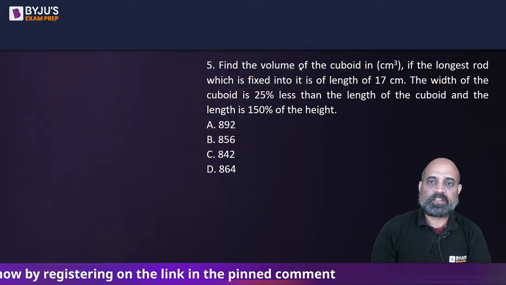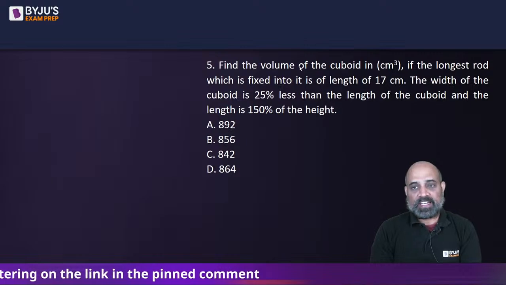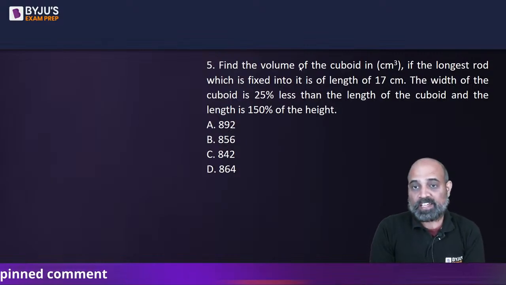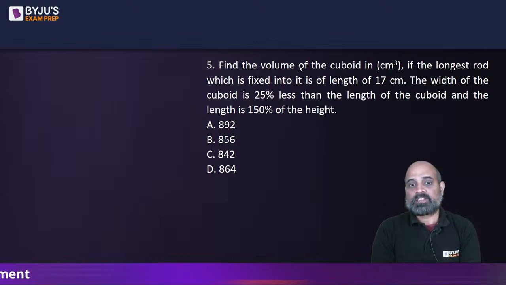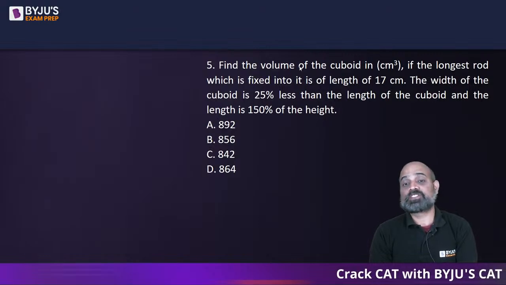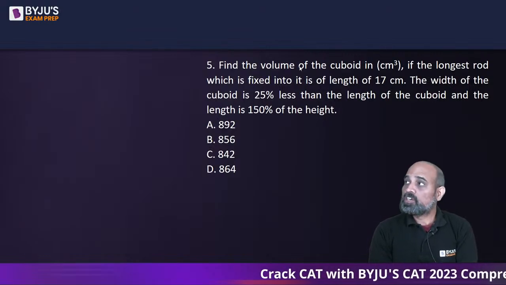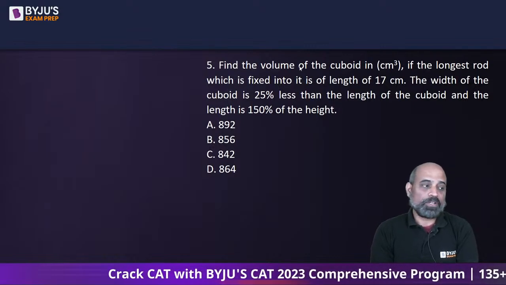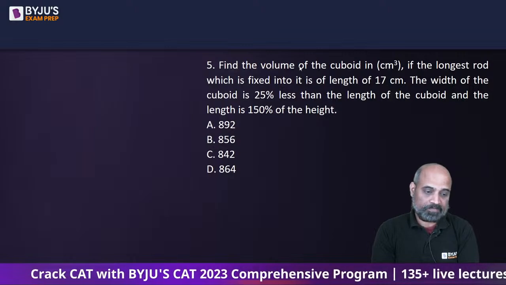Next question. Find the volume of a cuboid in centimeter cube if the longest rod which is fixed into it is of length 17 centimeter. The width of the cuboid is 25% less than the length of the cuboid, and the length is 150% of the height. So 150% of the height, and then we have got 25% less.